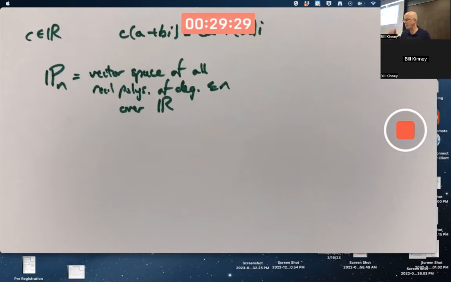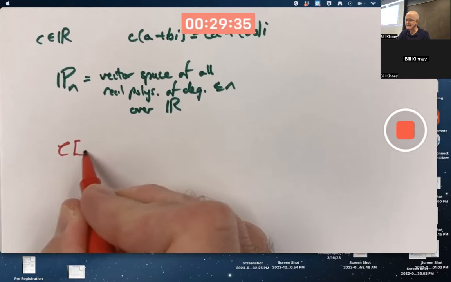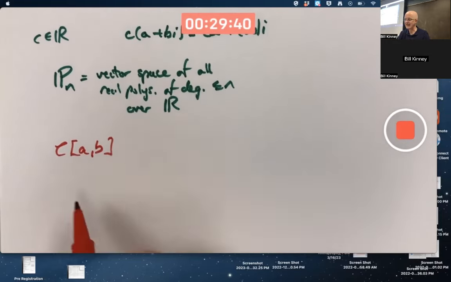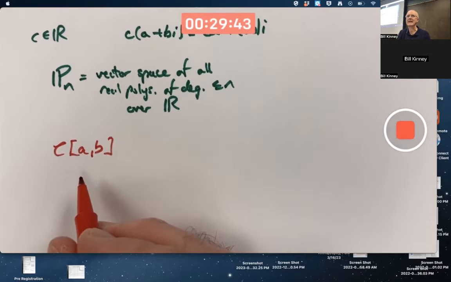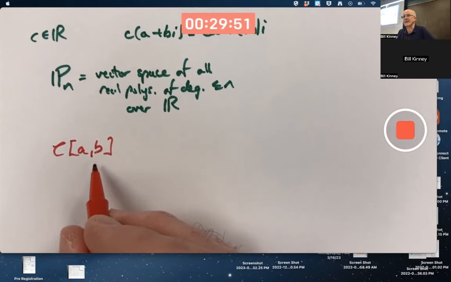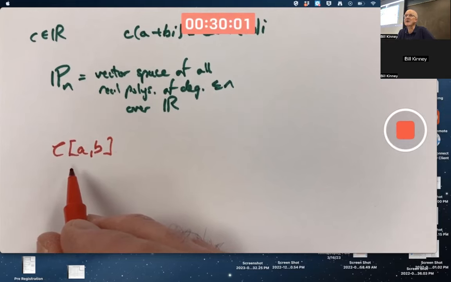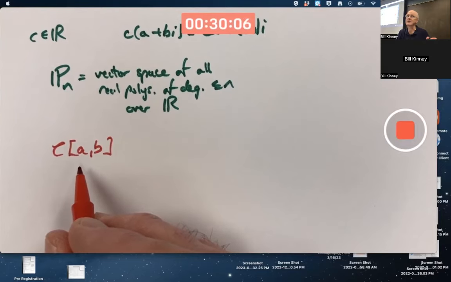You also may remember, I hope, and this comes up in numerical analysis, vector spaces like this, C[a,b]. What's that? I won't write it out, I'll just say it. That's the vector space of all real valued continuous functions on the closed interval from a to b. C standing for continuous. We use this notation in numerical analysis. The vectors in here are functions, not just polynomials, any function that's continuous on this closed interval.